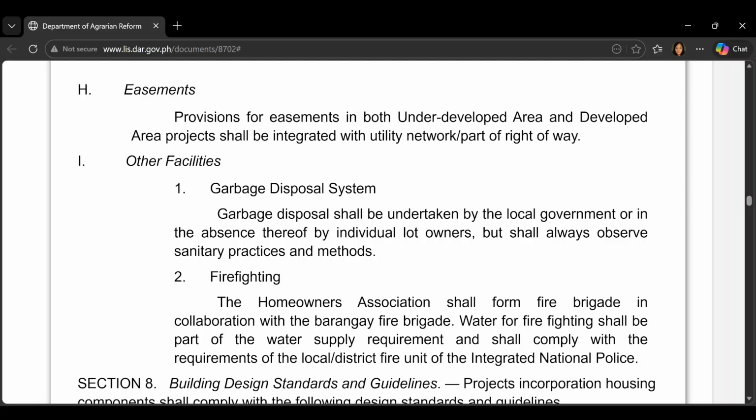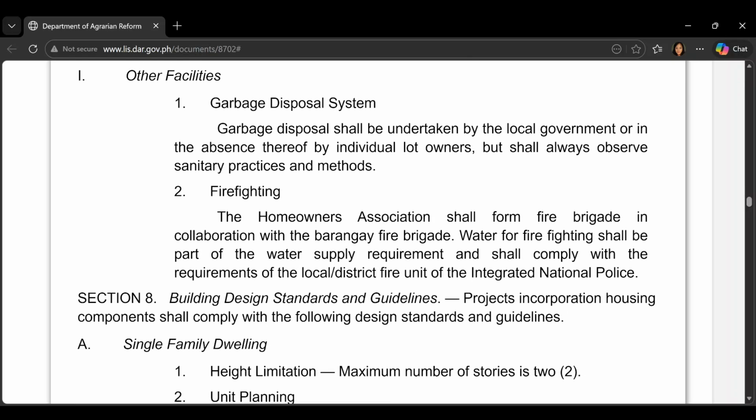1. Garbage disposal system. Garbage disposal shall be undertaken by the local government or in the absence thereof by individual lot owners, but shall always observe sanitary practices and methods. 2. Firefighting. The homeowner association shall form a fire brigade in collaboration with the barangay fire brigade. Water for firefighting shall be part of the water supply requirement and shall comply with the requirements of the local district fire unit of the Integrated National Police. So that's section 7.